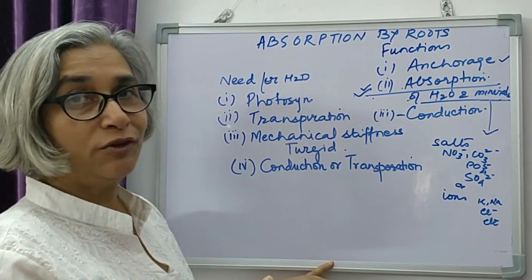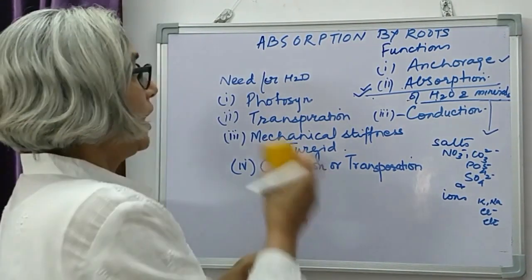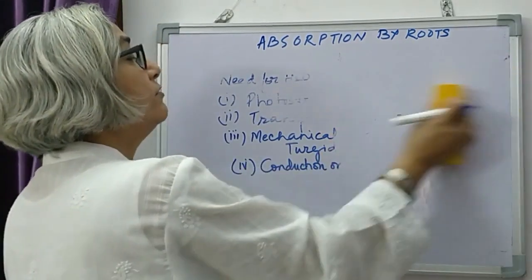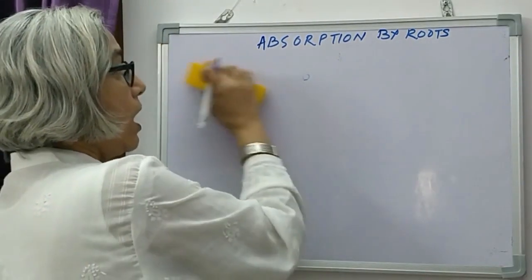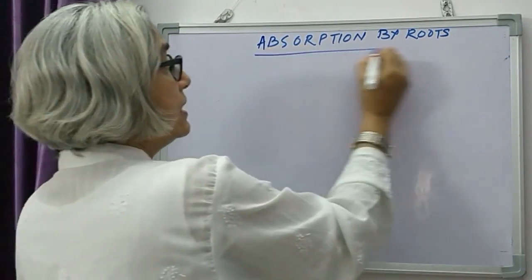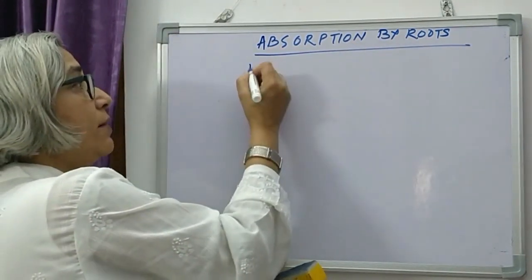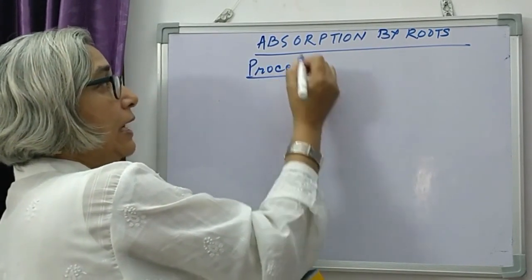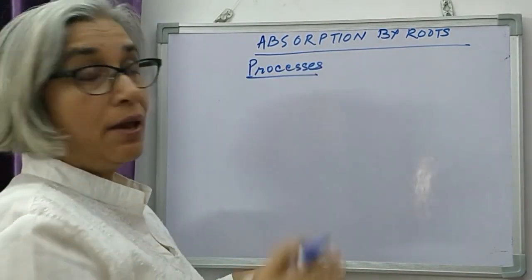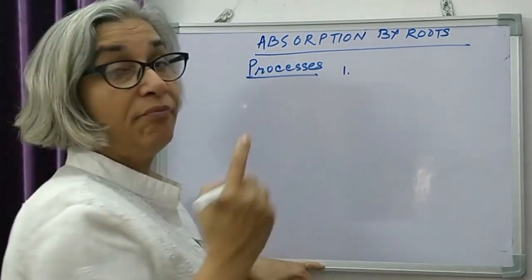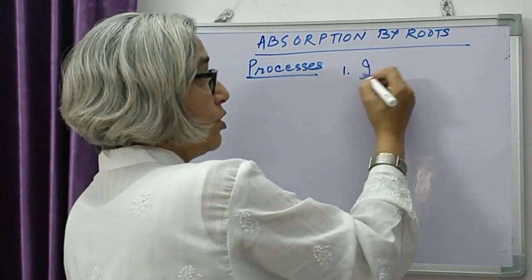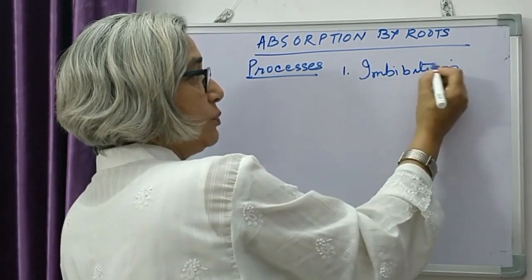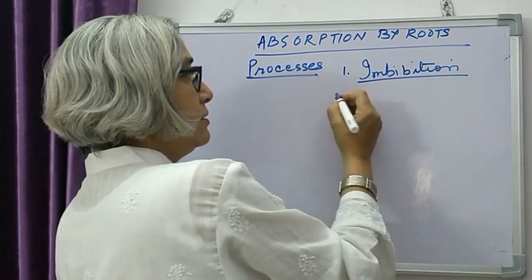Is that clear to all of you? Good. Now I will erase this and we will move to what are the processes. This is the main part of the chapter. That is, what are the processes that help in absorption. Basically, there are 5 main processes. The first process is called imbibition.